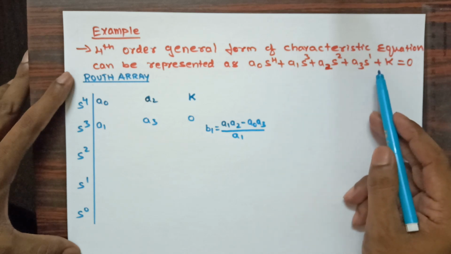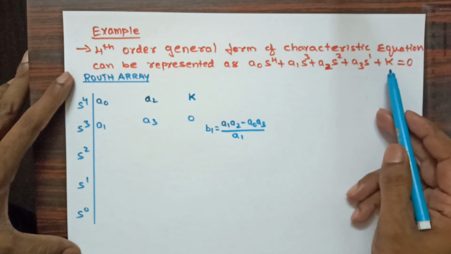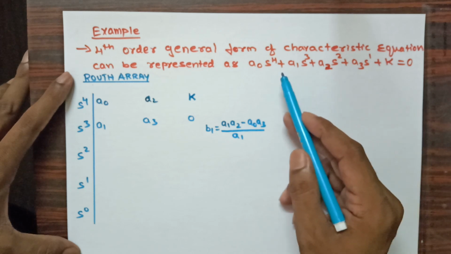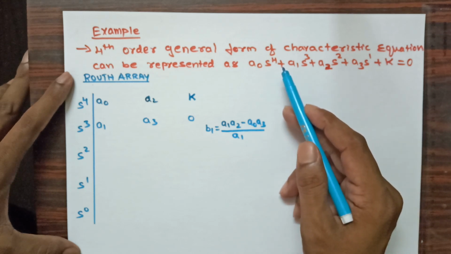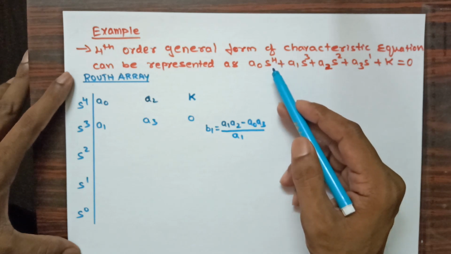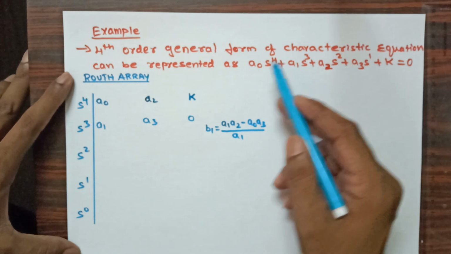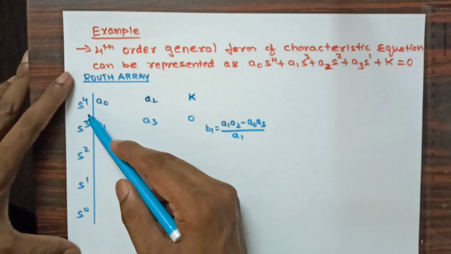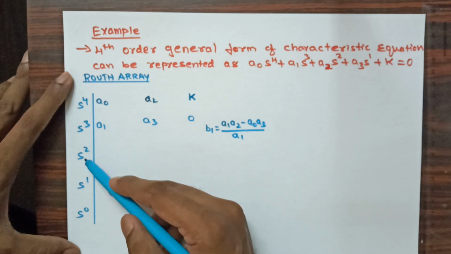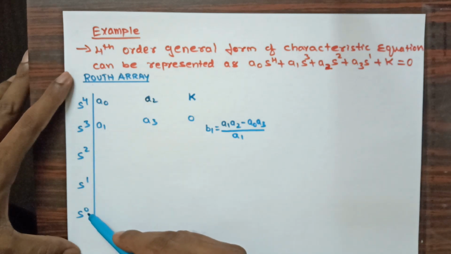In this characteristic equation, the term K is given. First, we are going to form the array for this characteristic equation. For that, we need to consider the highest power of s from this characteristic equation. In this, the highest power of s is s to the power 4 that I have considered here. The other powers of s I have taken in decrementing order. You can see here s to the power 3, s to the power 2, s to the power 1 and s to the power 0.